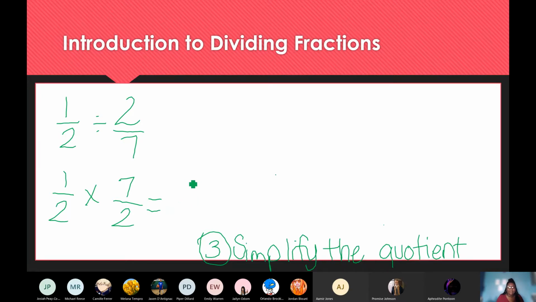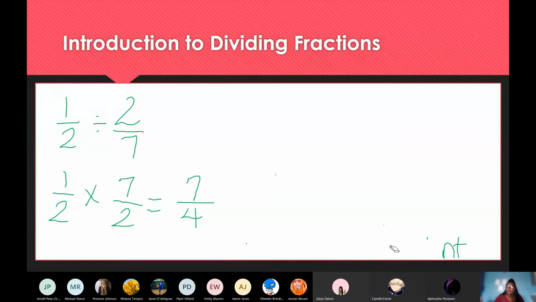So 1 times 7 is 7. And someone tell us what's 2 times 4. You mean 2 times 2? 2 times 2, yeah. Thank you, Jalen. 4. Yep. So now this is called a blank fraction. What do we call a fraction where the numerator is larger than the denominator? Improper fraction. Very good. So we're looking at our improper fraction here.